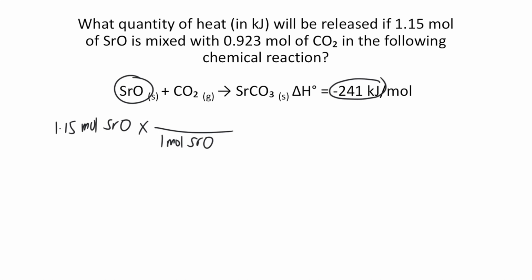So just a reminder, the negative there only tells us the direction of the heat. The negative there only indicates that heat is being released by the reaction. So in other words, when it says negative 241 kilojoules of heat, it only means it releases 241 kilojoules of heat. So the magnitude of the heat is 241 kilojoules.